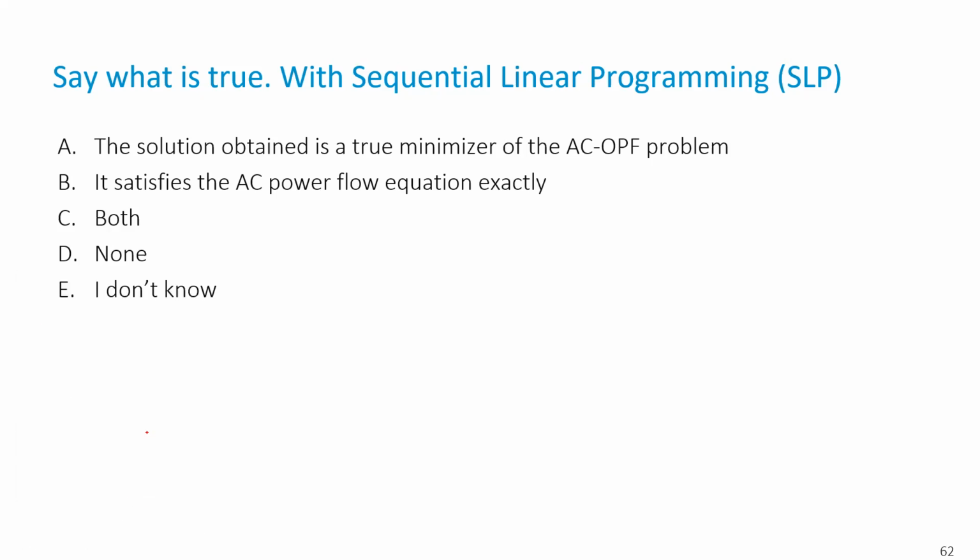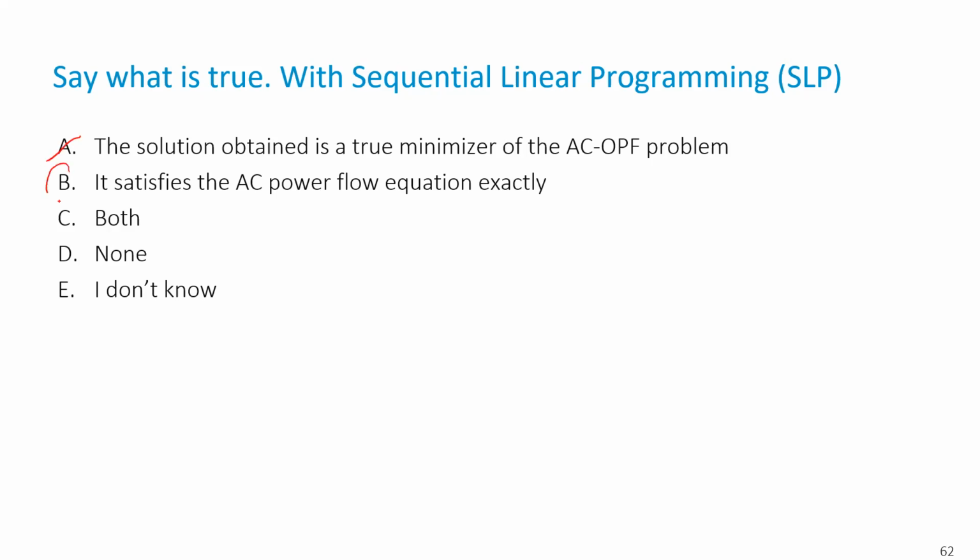The solution obtained is not a true minimizer of the AC OPF problem. A true minimizer means we have been able to solve the non-convex OPF, and unfortunately, we're not able. That's a difficult thing to do, other than numerically in small scale or using very, very powerful systems in larger cases. So A is not true.